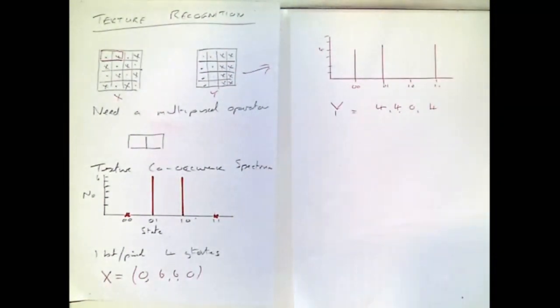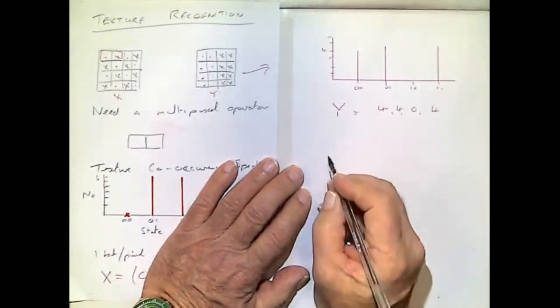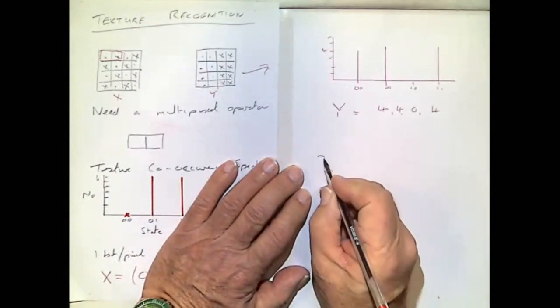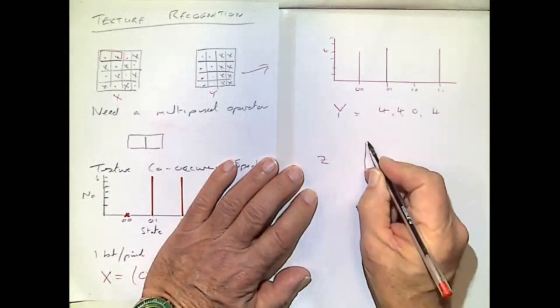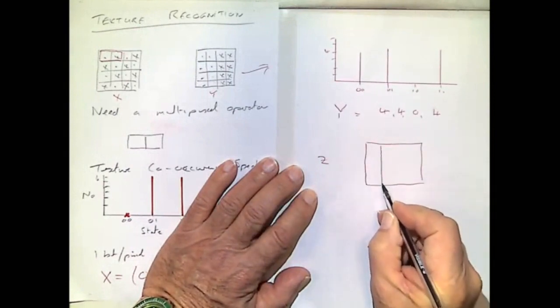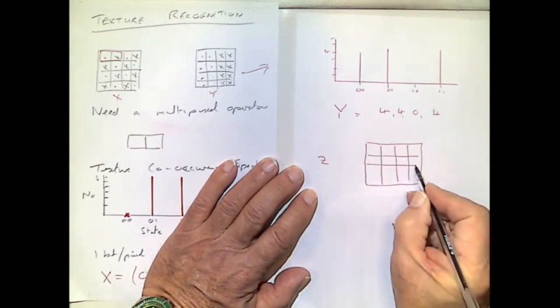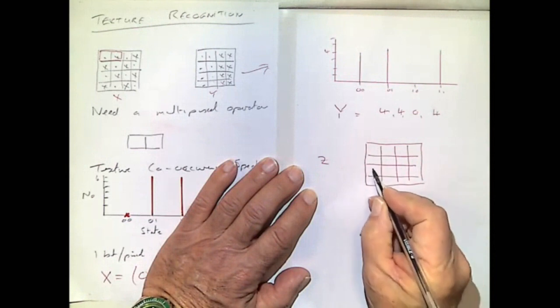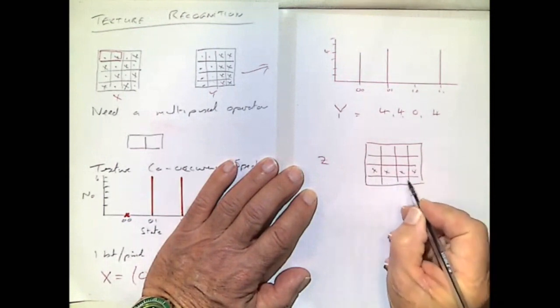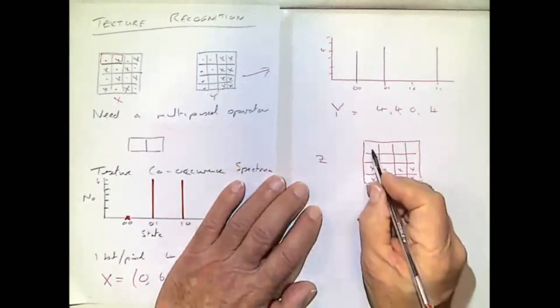Let's take another texture. And in terms of texture appearance, this is going to be Z. And let's have these are dots.